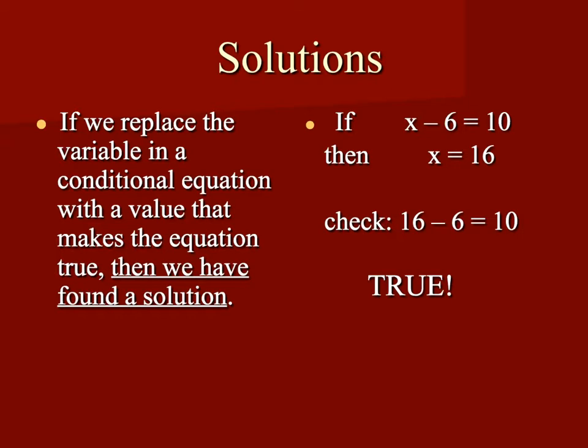Now we're going to talk about solutions. We talked about what a conditional equation was and how whether or not it was true was dependent upon what we put in for x. Well, we want to know what the solution is. What should we put in for x in order to make the equation true? So if we replace the variable in a conditional equation with a value that makes the equation true, then we have found a solution. And you can see out here to the side, I have an example. If x minus 6 equals 10, then x equals 16. We always will check to see if that turns out true. If I put 16 in for x, do I get 10? Yes. So therefore 16 is a solution to that equation.